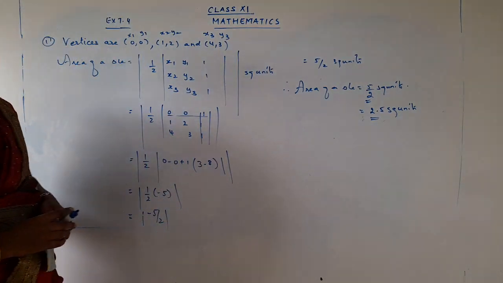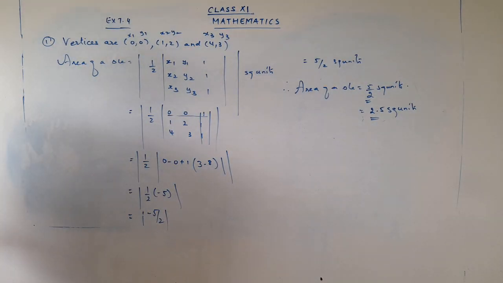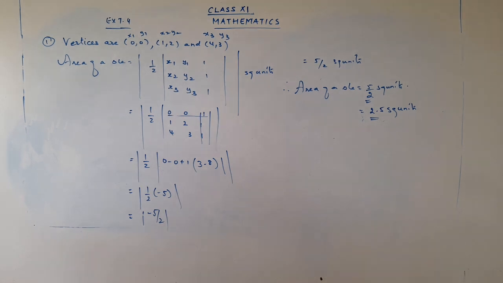So this was our exercise 7.4 first sum, and today's homework is only two sums. From exercise 7.3, you have to complete sum number 5 and sum number 6. So your homework is 5 and 6, and we have some more sums left in 7.4 which will be continued in the next class.